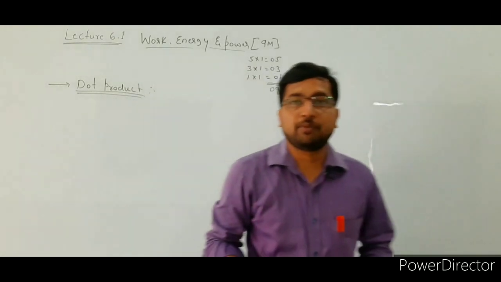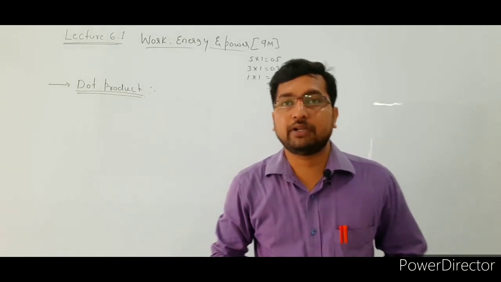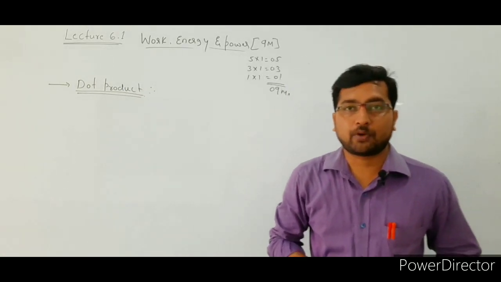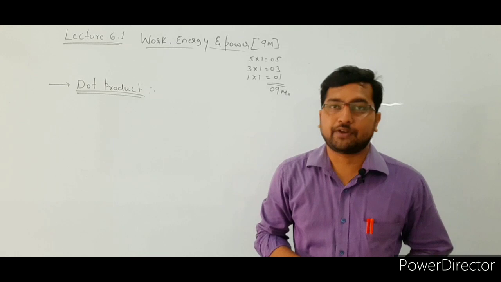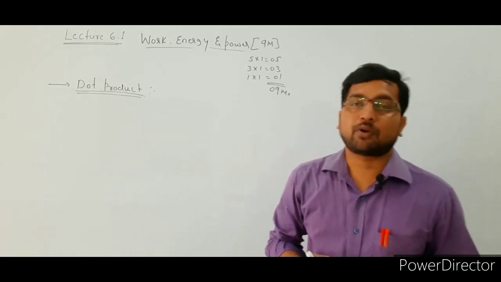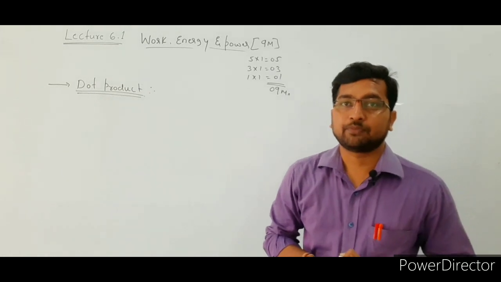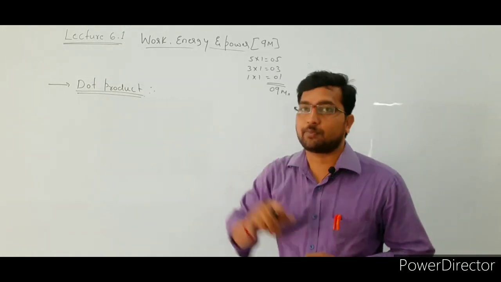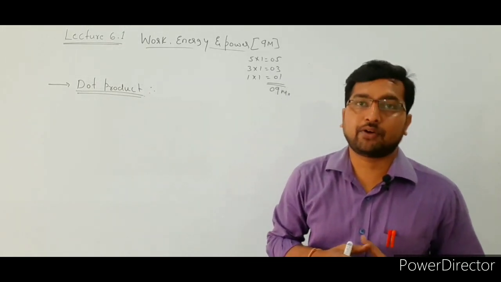Okay, see here. Before we start this chapter, first we will discuss what we mean by the dot product and what the properties of a dot product are. Then what we mean by the cross product and what the properties of a cross product are. The first one is the dot product. So what is the definition of a dot product?